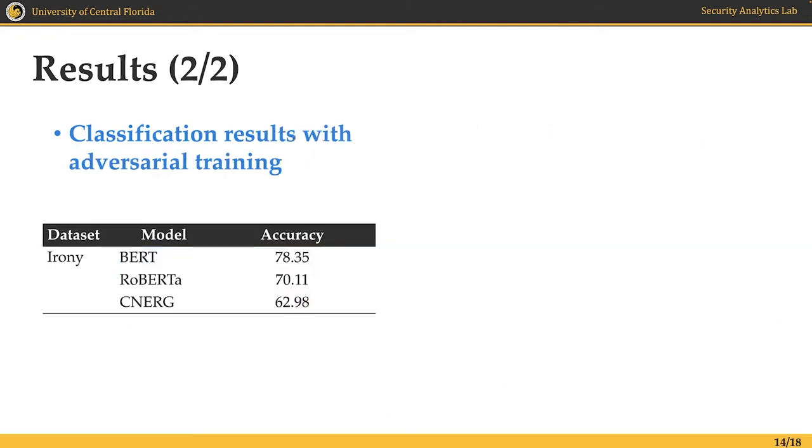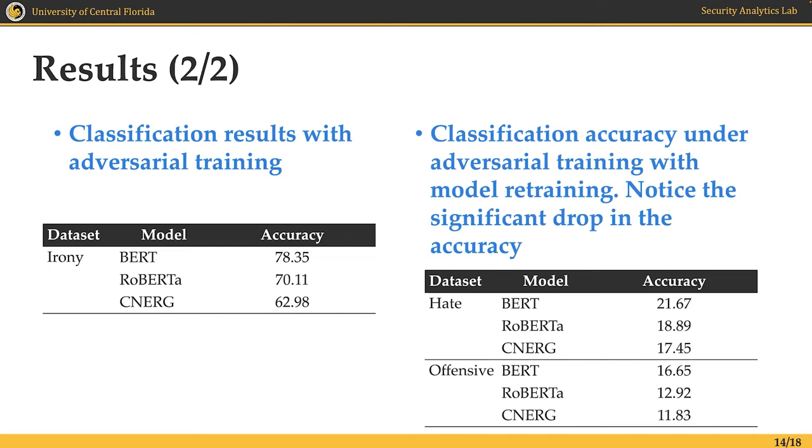Okay, so moving forward, what we look into is also improving these classifiers using adversarial training. Naturally, you will not be able to achieve the same accuracy that you have achieved initially without the adversarial examples. We were able to achieve with BERT, for example, 78%, which is quite higher than 13%, but not as high as 90% in the original model. So to demonstrate the idea that we have, we look into classification accuracy under adversarial training with model retraining. That is like moving from the left side to the right side.